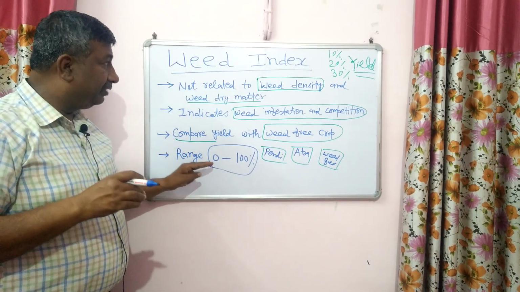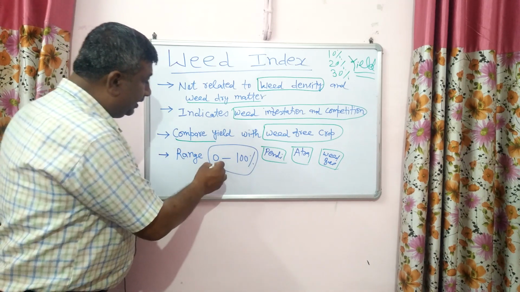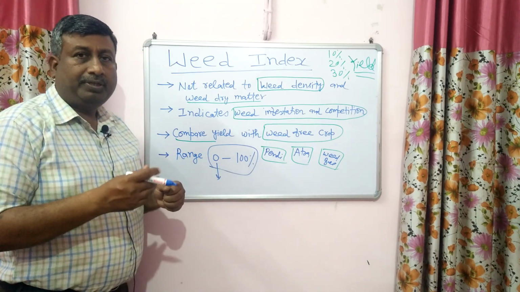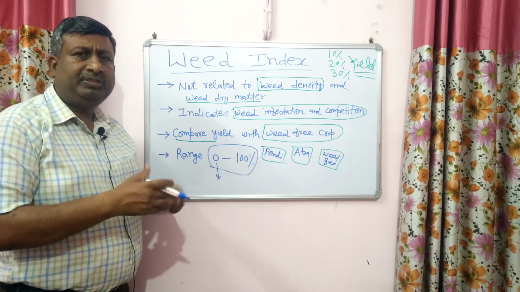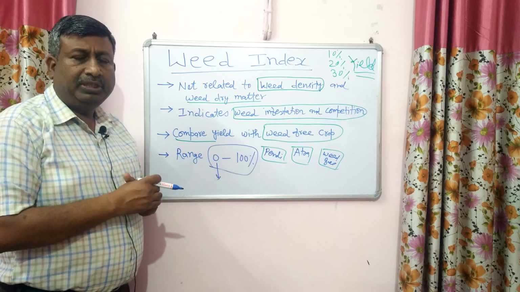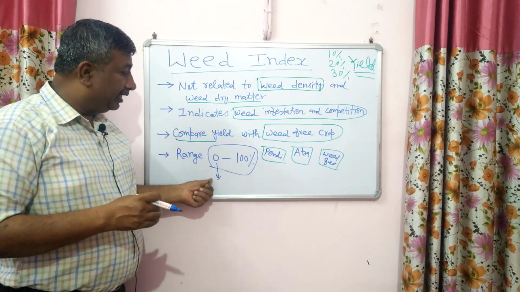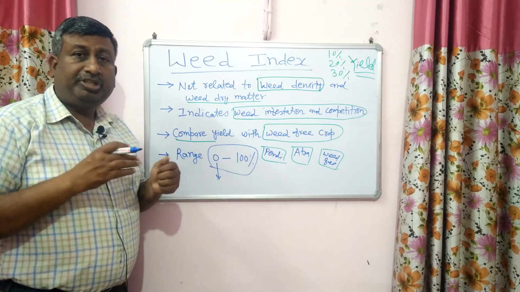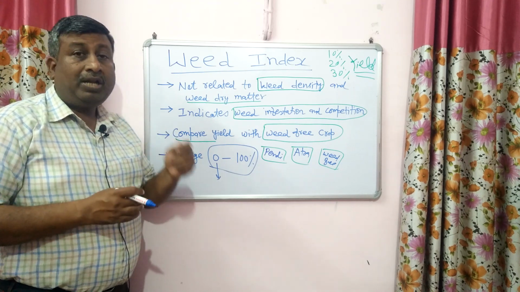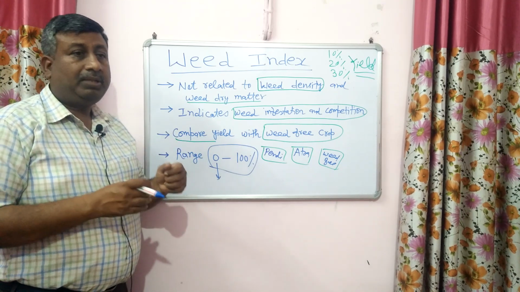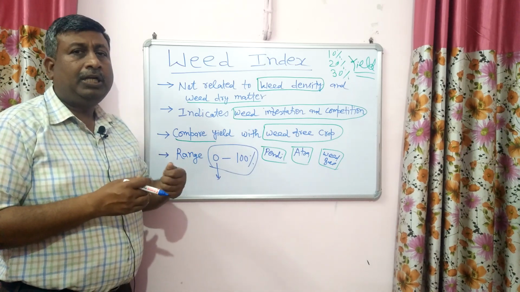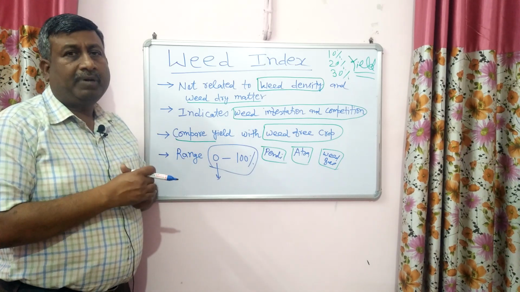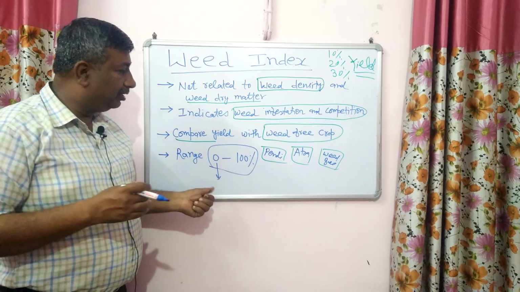If weed index is 0%, it means the treated plot, means the treatment which is imposed, whether it is pendimethalin, atrazine, butachlor, 2,4-D, whatever weed control treatment we are using, then if weed index is 0, it means treated plot has equal yield with the weed free crop. इसका मतलब जो treatment जो हमने impose किया है crop में, जो हमने herbicide डाला है, उसकी yield weed free crop के बराबर है. Then value is 0.